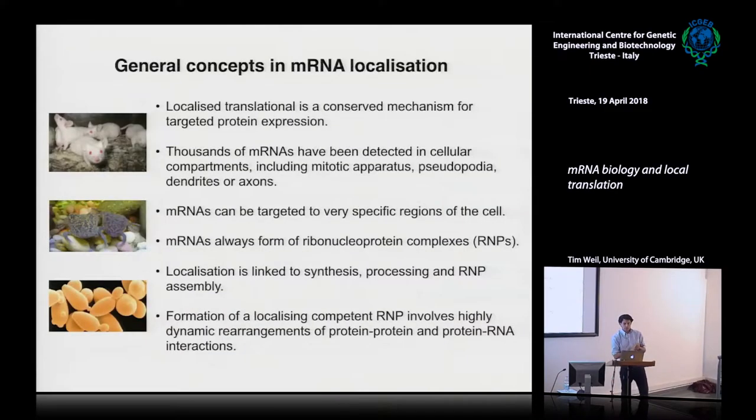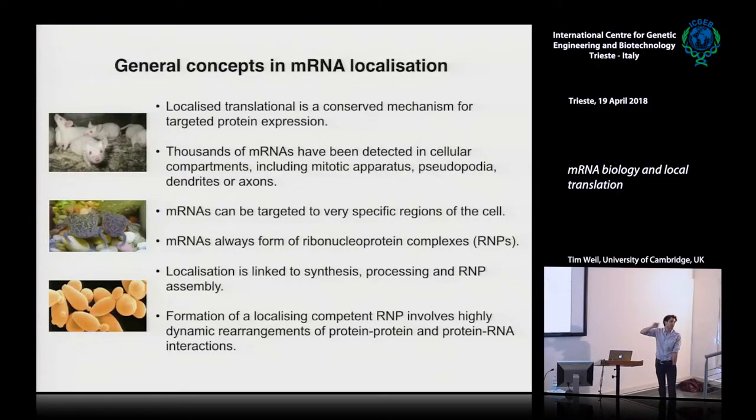So some of the general concepts to bear in mind, and I promise you most of the slides will not be this text heavy. We look at localized translation conserved for targeting protein expression. Thousands of RNAs have been shown to localize. That's a bit of a fudge. So I do just want to take a moment and mention many people see RNAs that are enriched or protein patterns that are enriched. That doesn't necessarily mean that the RNA is localized. All right? So that's just worth bearing in mind.